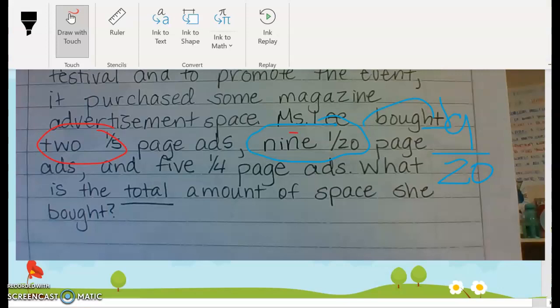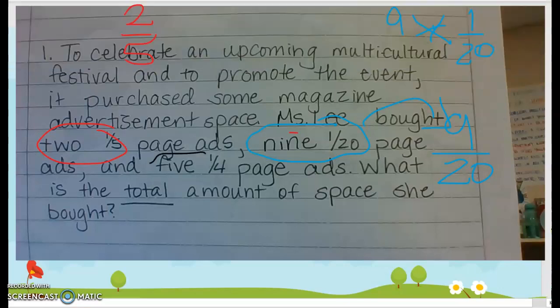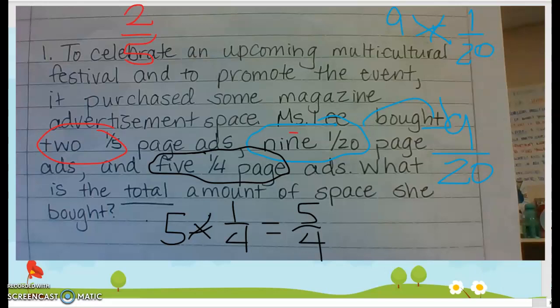So what will this one be right here, the 5 1/4 page ads? Well, you should be able to figure out that that's 5 times 1/4 or 5/4. Okay? But it's not asking us just to do that. So this is a multi-step problem. And for 6th grade, you're going to have a lot of multi-step problems. That's just part of being a 6th grader.